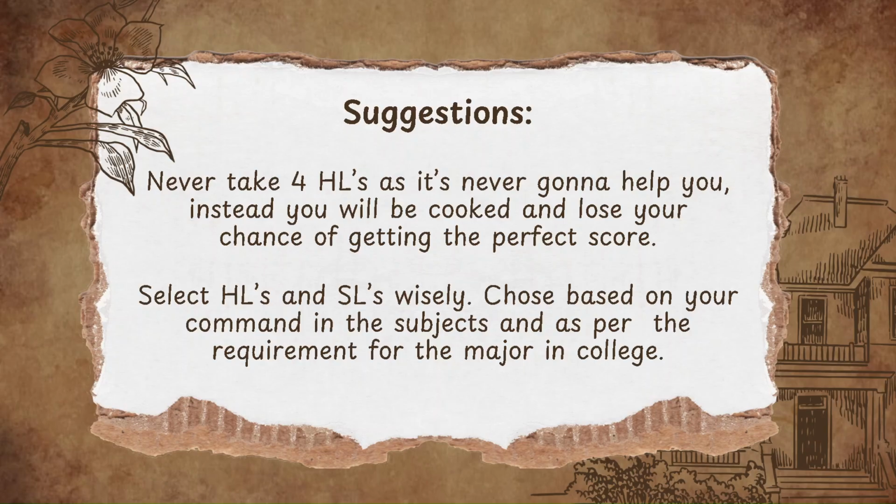Some suggestions are as follows. Never take 4 higher levels, as it's never going to help you. Instead, you will be cooked throughout the 2 years and lose your chance of getting the perfect score. If you think that you are a super genius and can handle the workload, then be prepared to sacrifice everything you enjoy.